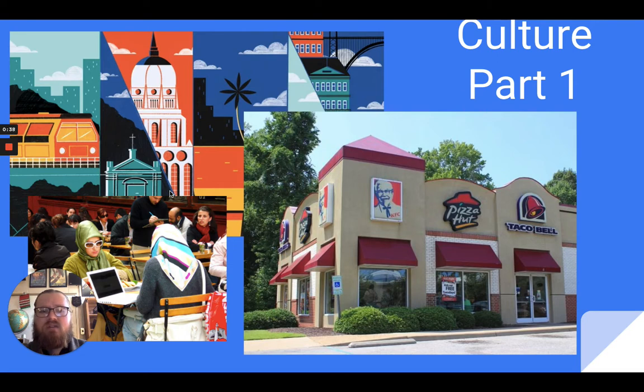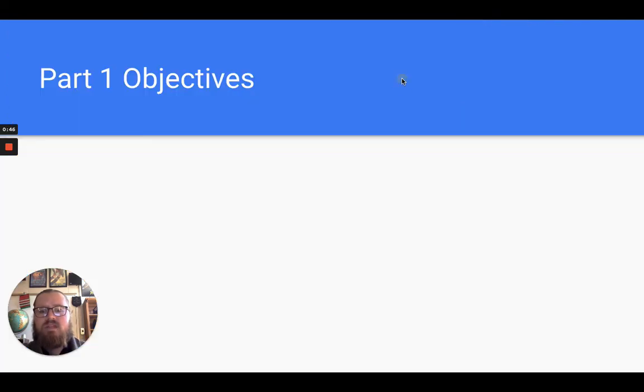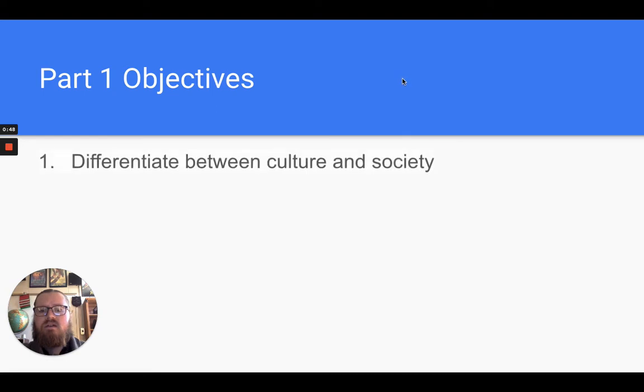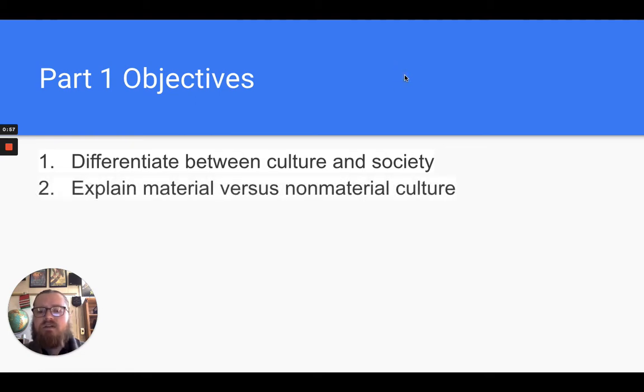Let's dive in now to the objectives for this first in our series on culture. Our first objective is to differentiate between culture and society, as we will see the two are related but not the same. Our second objective is to explain material versus non-material culture. When this is over, you should be able to explain the difference between the two and identify examples of both kinds of culture.